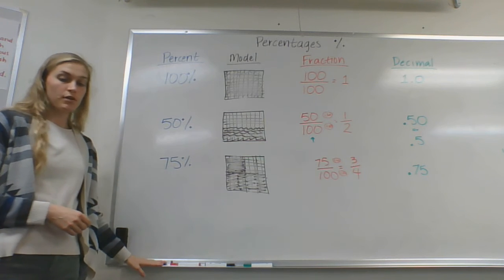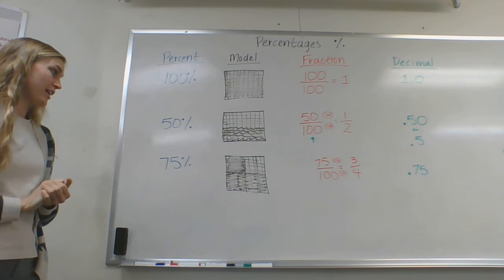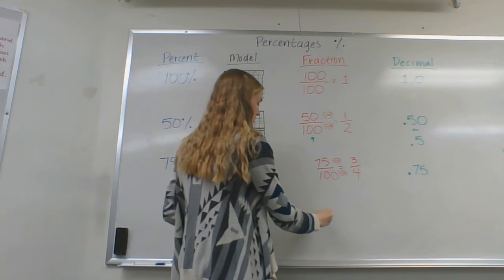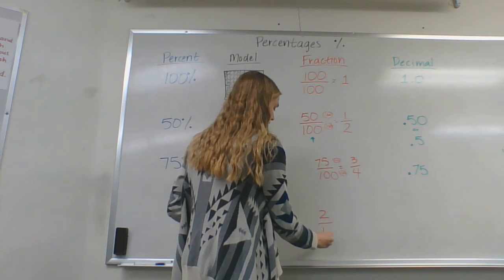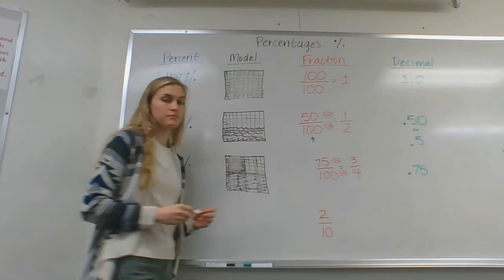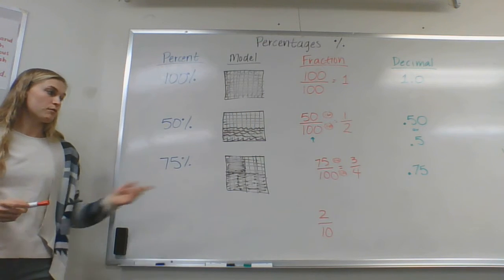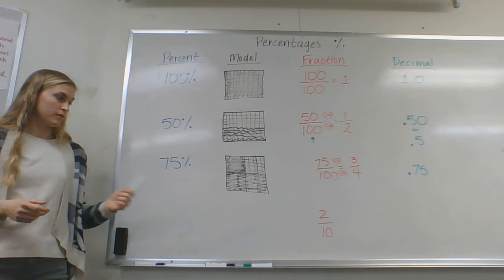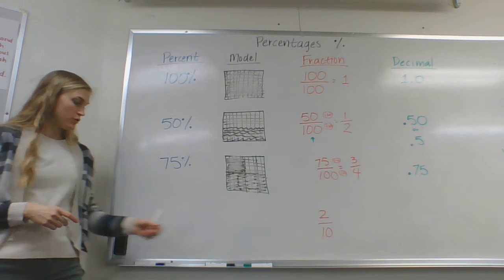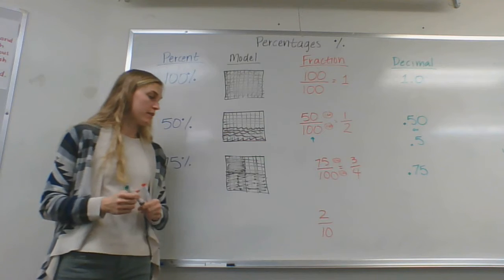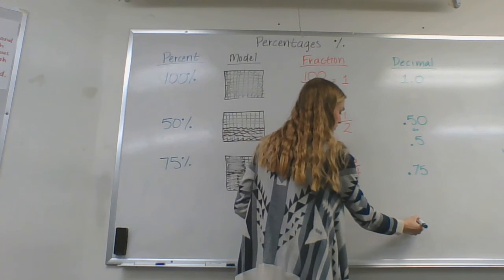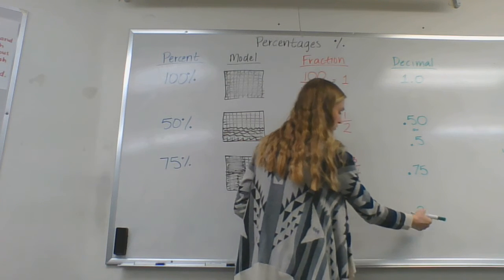All right, I'll do one more. What if I give you the fraction 2/10? Now, remember, we can go to a decimal pretty easily with 2/10 because we learned that yesterday. So we can go ahead and do a decimal. 2/10 would be a 2 in the tenths place, or 2/10, 0.2.